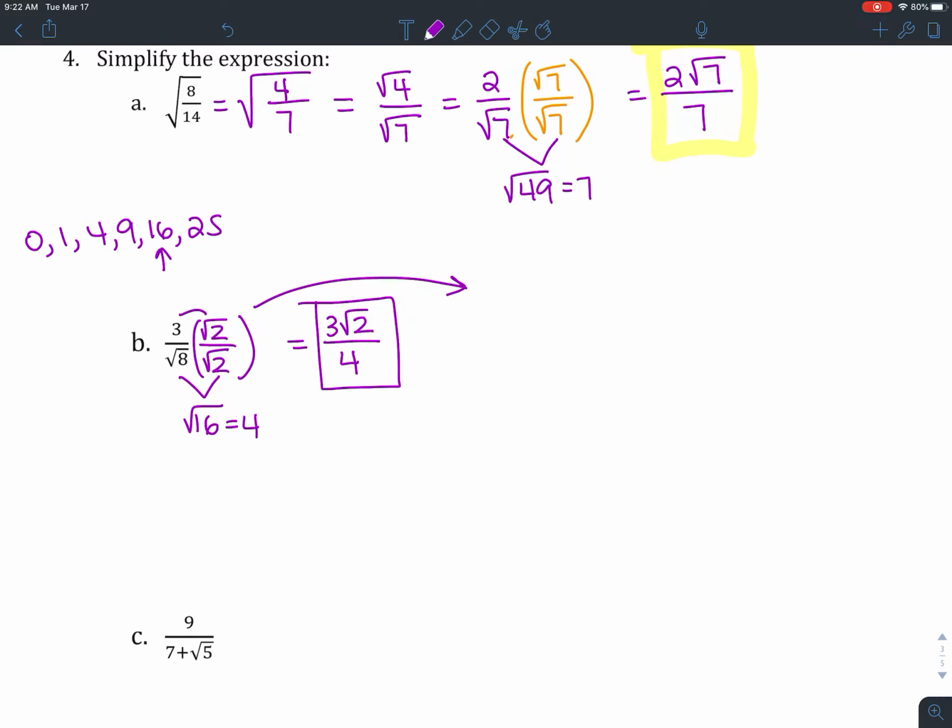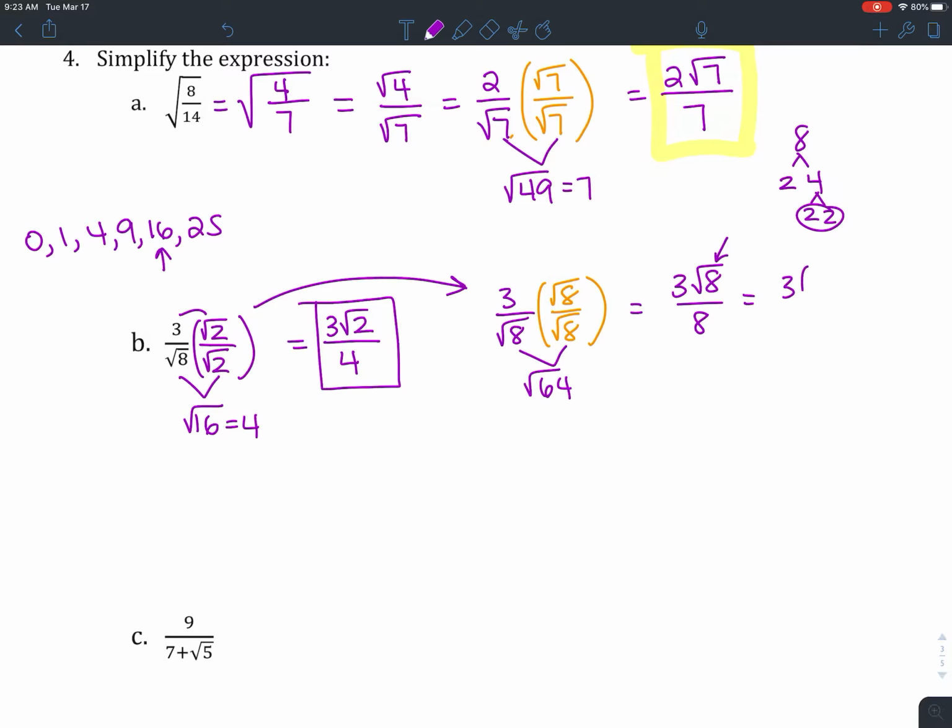If you didn't think of that and you decided to multiply by square root of 8, that's fine. It's just not going to be simplified. That gives you square root 64, which is 8. But that is technically 2 root 2. So it's 3 times 2 root 2 over 8. And then it can simplify further because 2 and 8 can reduce to give us 1 and 4. And then we're back to our original answer.